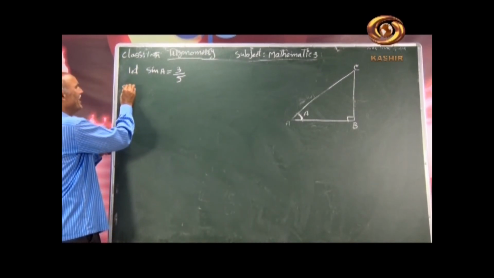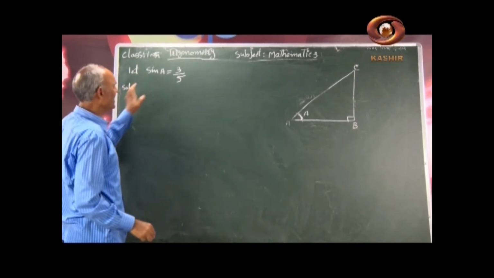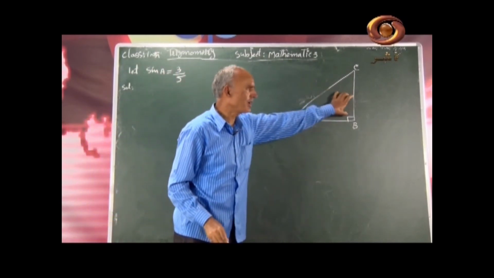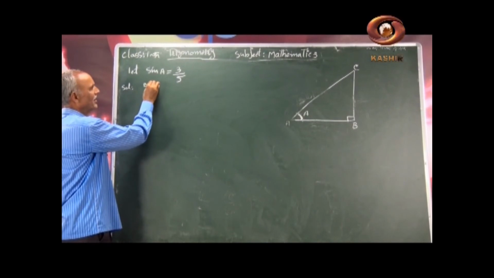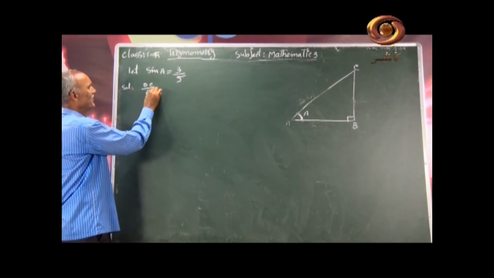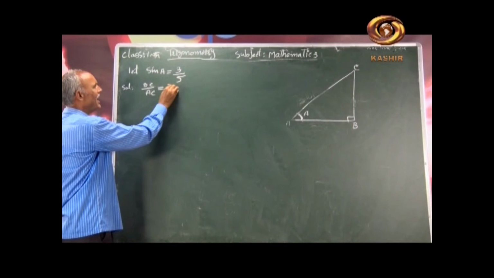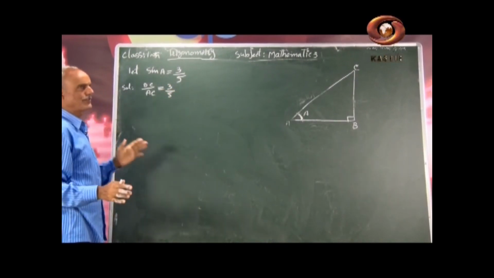Solution: Sin A means perpendicular by hypotenuse, that is BC by AC, it is given as 3/5 in simplest terms.